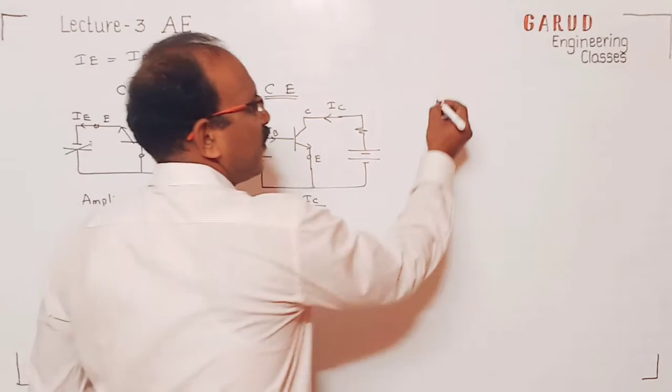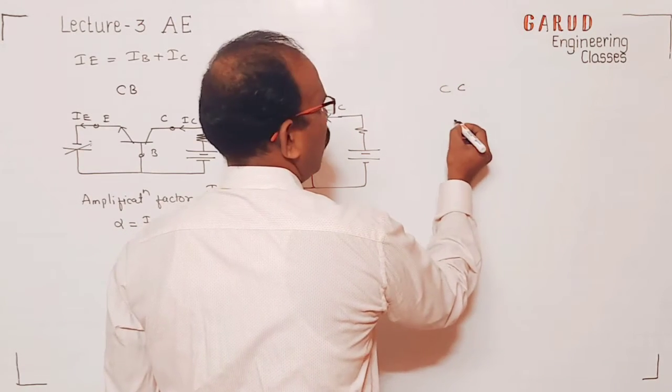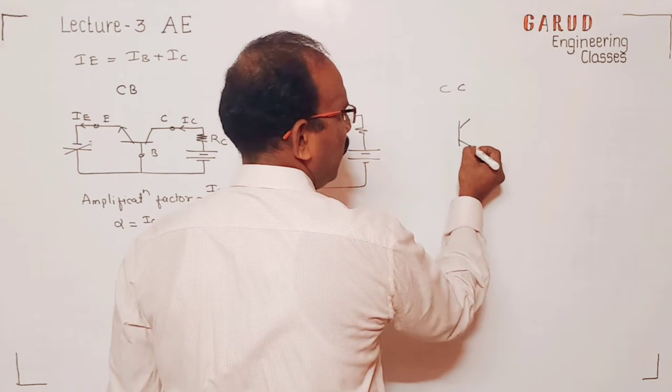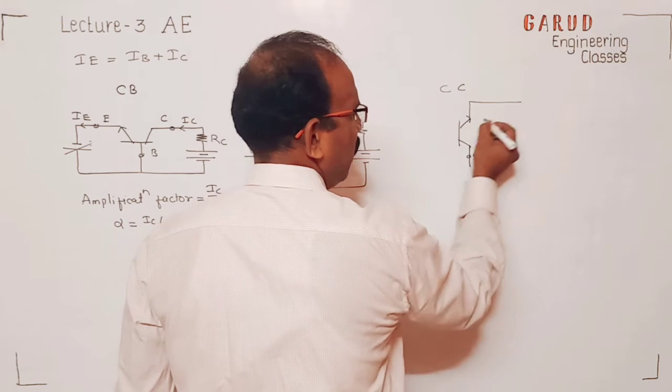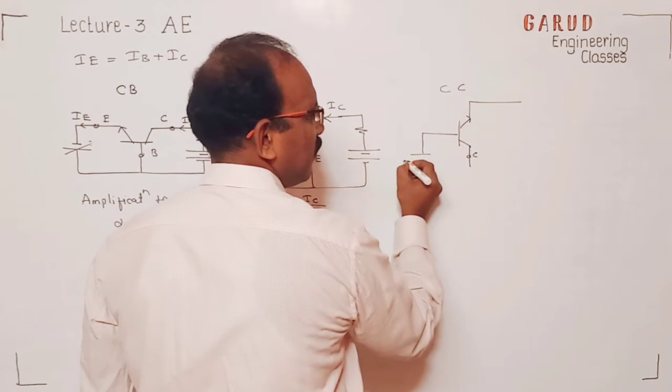Here if I say common collector, the configuration will have the collector common. This is collector, emitter, and this is base.